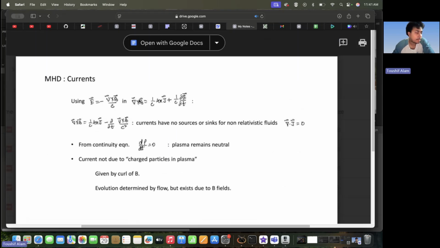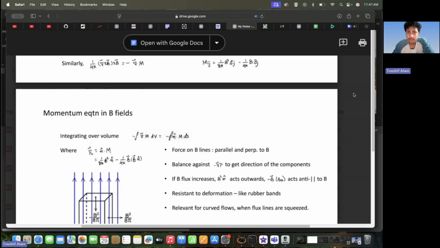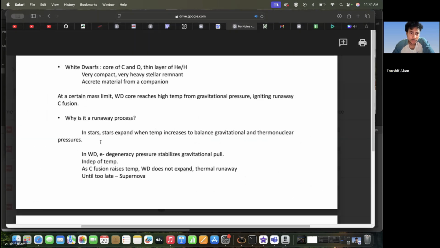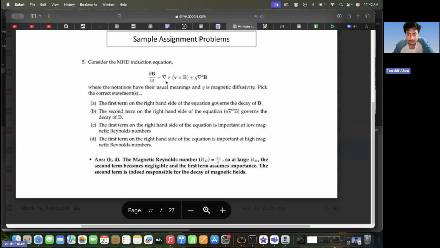Again with the current, we'll be using E equals minus v cross B by c. But first, the momentum equation. I hope you understand this. The magnetic induction equation: the notations have the usual meanings, eta is the magnetic diffusivity, and the magnetic Reynolds number Rm equals L V by eta. So at large Rm, the second term becomes negligible and the first term assumes importance. The second term is indeed responsible for the decay of magnetic fields.